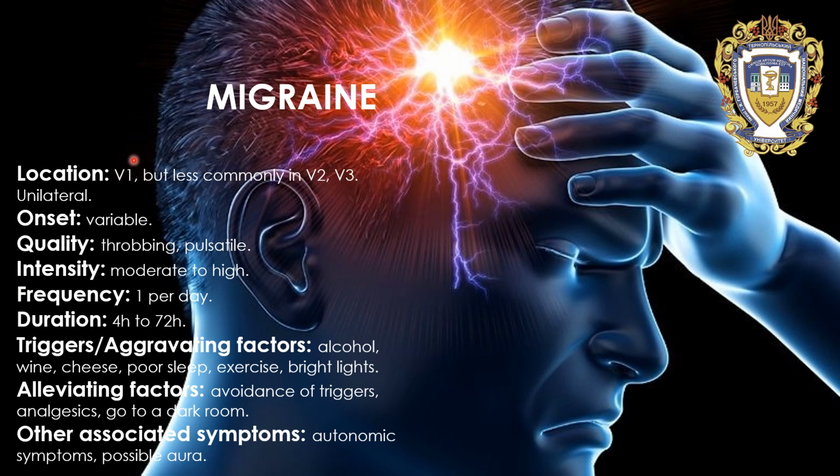Location of migraine. As usual, in the area of the first branch of nervus trigeminus, but less commonly in the second and third trigeminal nerve branches, and as usual it is unilateral pain. Onset is so variable. Quality of pain: throbbing, pulsatile. Intensity: from moderate to high.